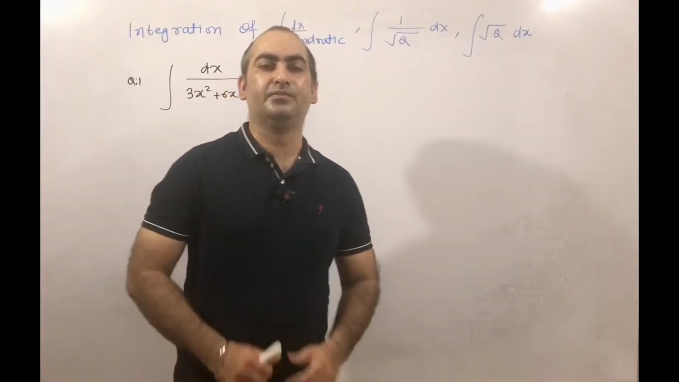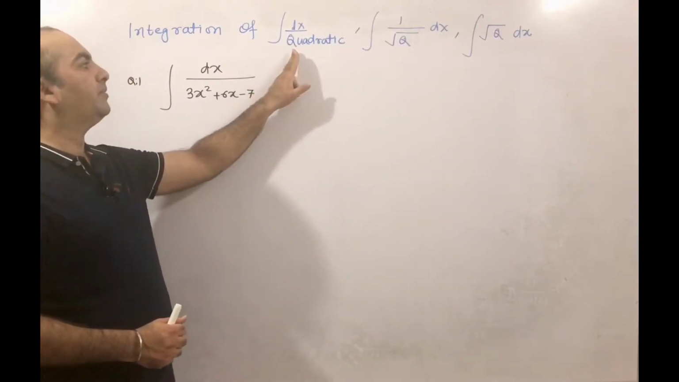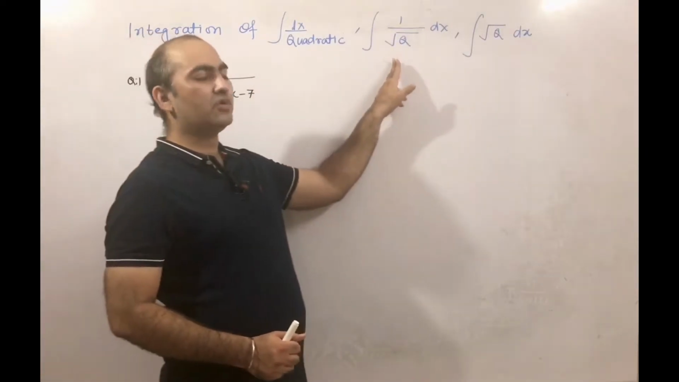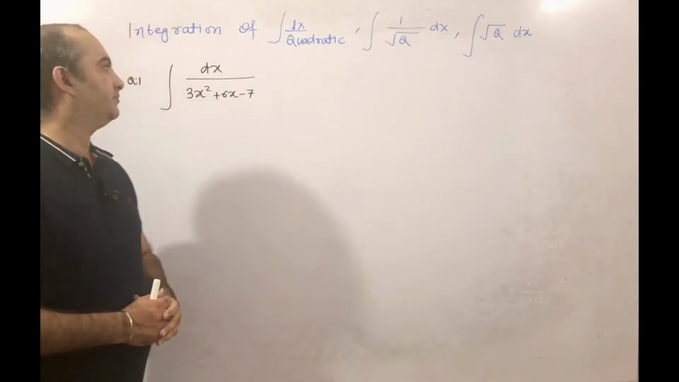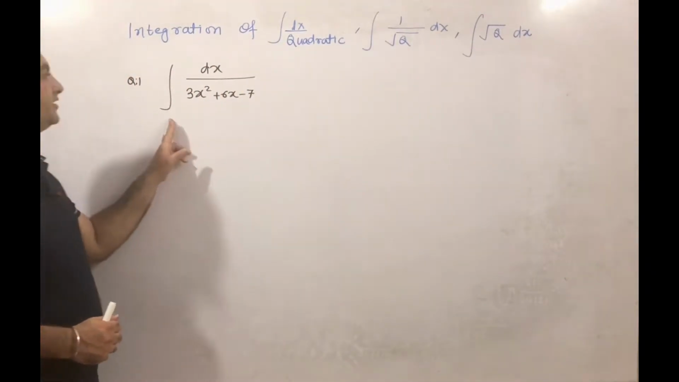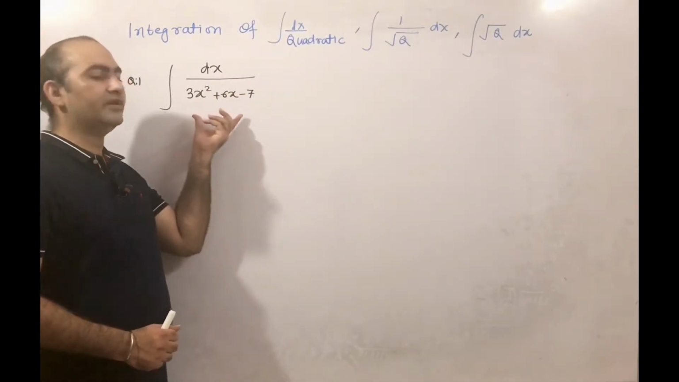Now we will discuss problems. Using formulas, we can easily integrate 1 by quadratic, 1 by root quadratic, or root quadratic. Here we are taking the first example: the integration of dx divided by 3x square plus 6x minus 7. This we want to integrate.